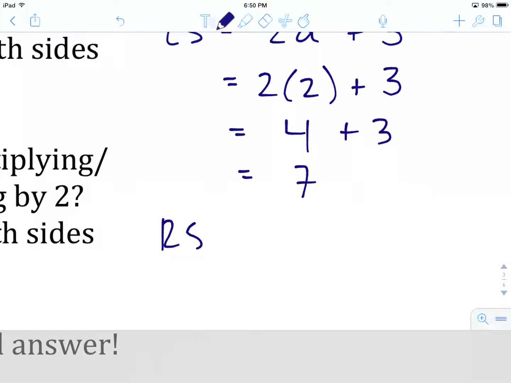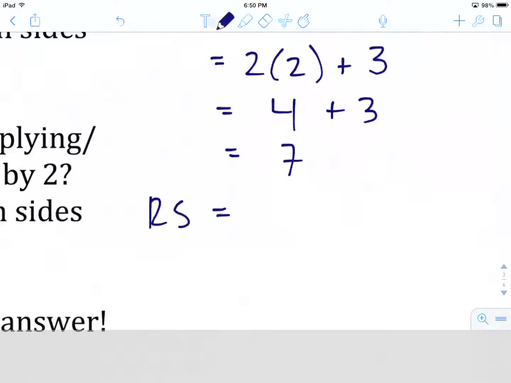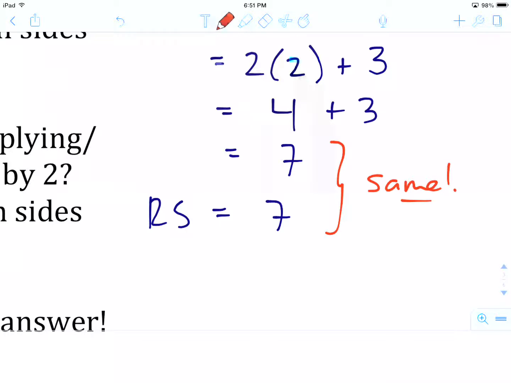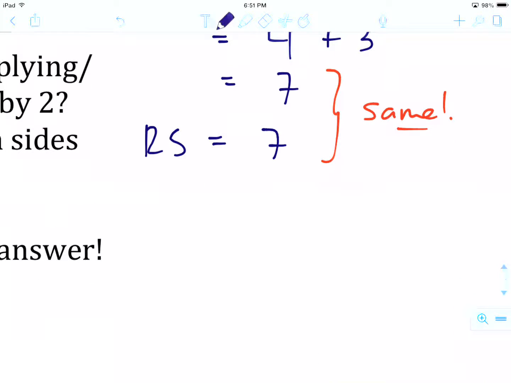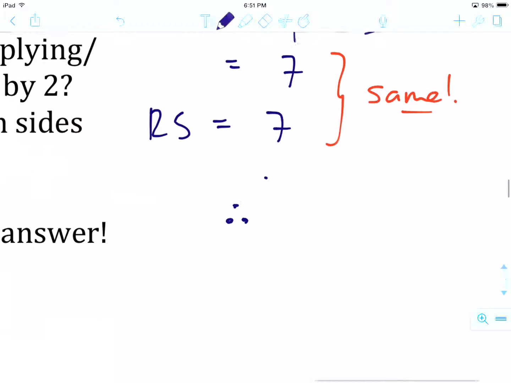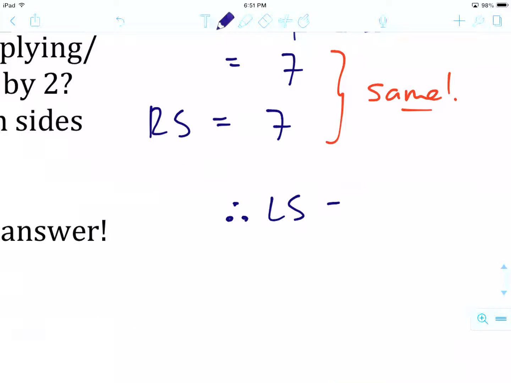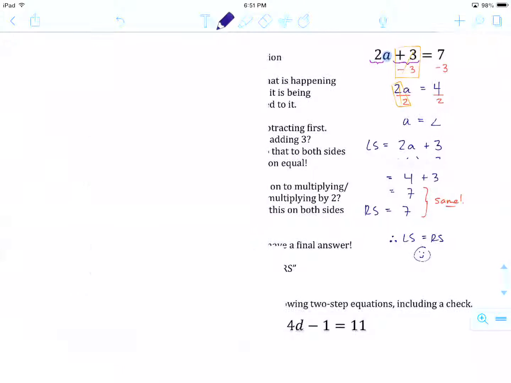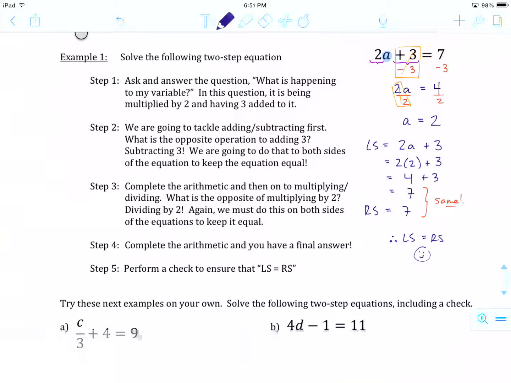The right side, when we look back up at the top, is also equal to 7. So when we look at the values for the left side and the right side of our equation, they are the same. So we can say, therefore, the left side equals the right side, and happy face, because we got the right answer. So this is how you solve an equation with 2 steps using opposite operations.